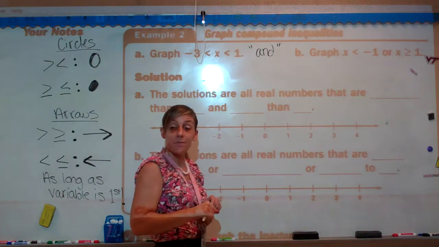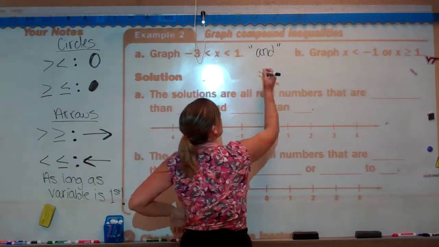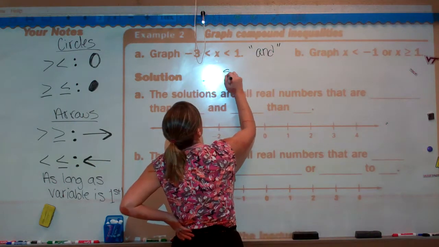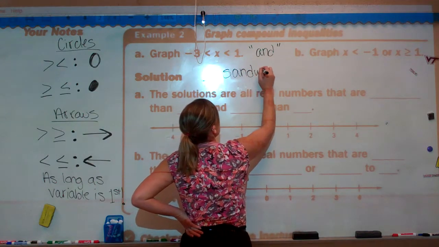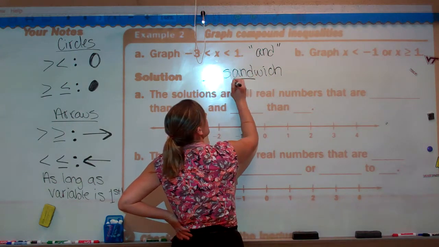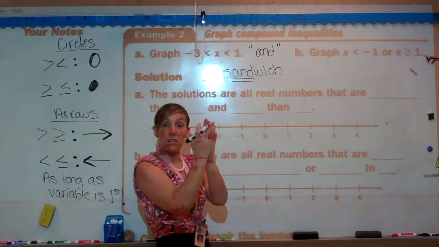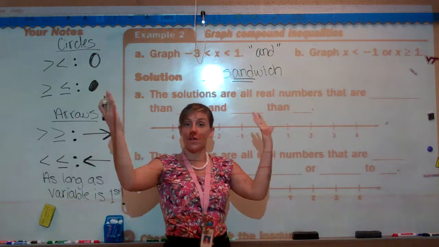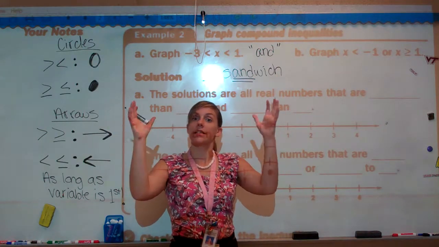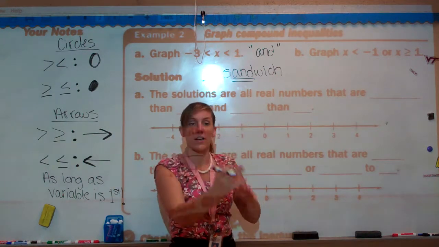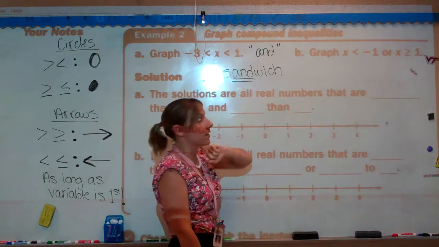okay? And a lot of times the way that I remember that it's an and problem is that it makes a sandwich, okay? It makes a sandwich with that and in there because the variable's in the middle of the sandwich and then the solutions are on either end. So it's a sandwich. The solutions are the bread and the variable is the stuff inside the sandwich, okay?